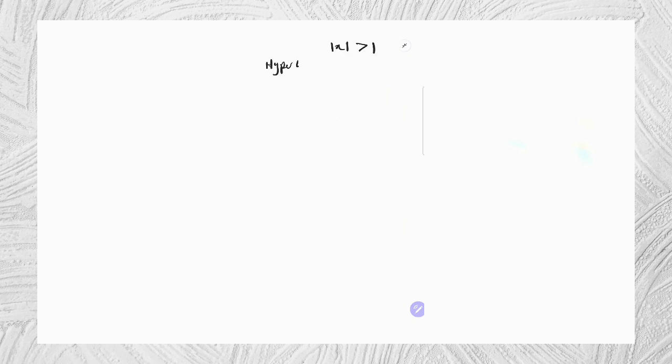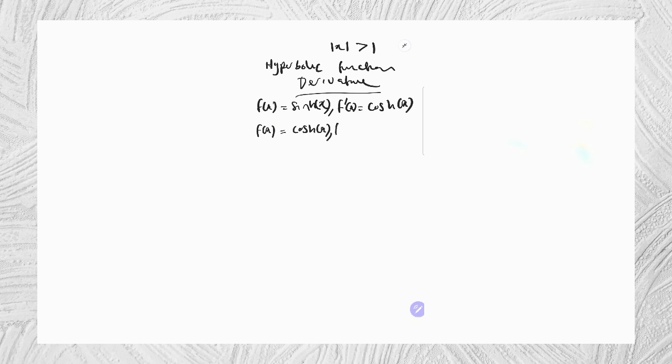Now, for hyperbolic function derivatives, when you have f of x is equal to sinh x, differentiation of f of x will give you cosh x. Now when you have f of x is equal to cosh x, differentiation of f of x will give you sinh x. And when you have f of x is equal to tanh x, differentiation of f of x will give you sech squared x. And when you have f of x is equal to coth x, differentiation of f of x will give you minus cosech squared x.